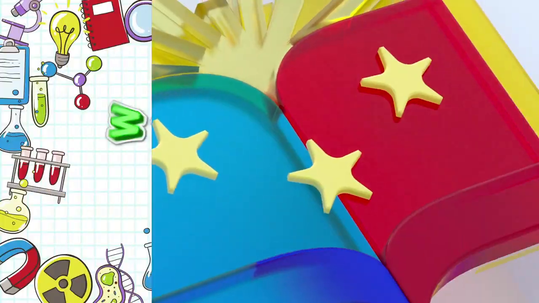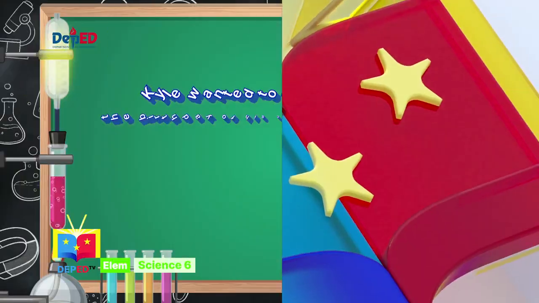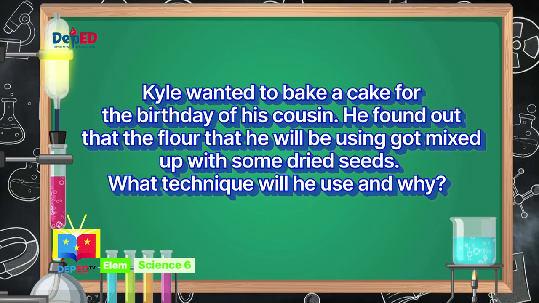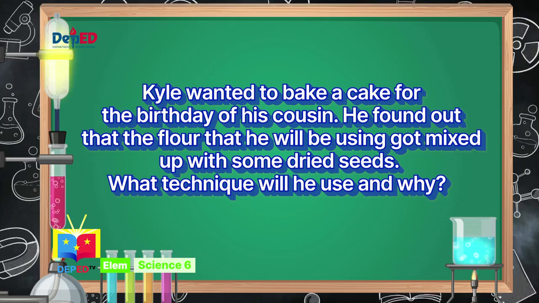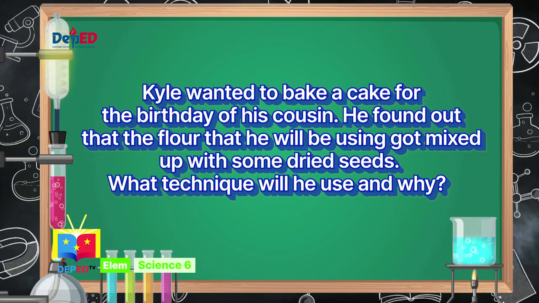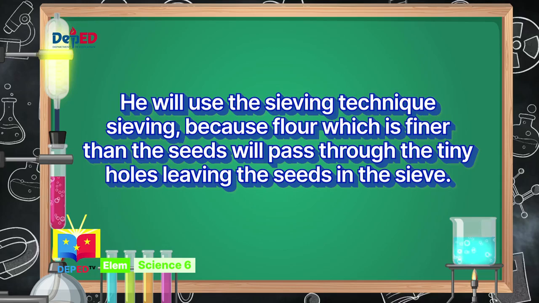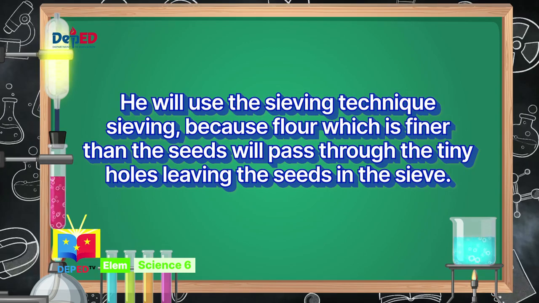Science-minded learners, are you ready for our What I Can Do? On your paper, write a short explanation in the following situations. Number 1. Kyle wanted to bake a cake for the birthday of his cousin. He found out that the flour that he will be using got mixed up with some dried seeds. What technique will he use and why? Awesome! He will be using sieving technique because flour which is finer than the seeds will pass through the tiny holes, leaving the seeds in the sieve.